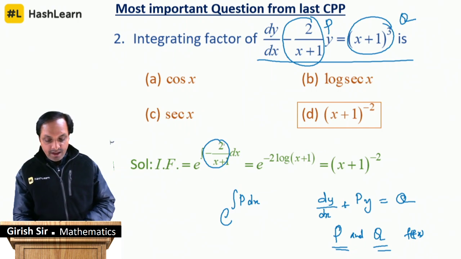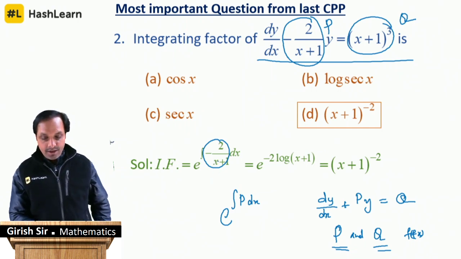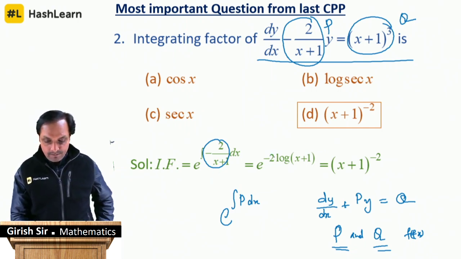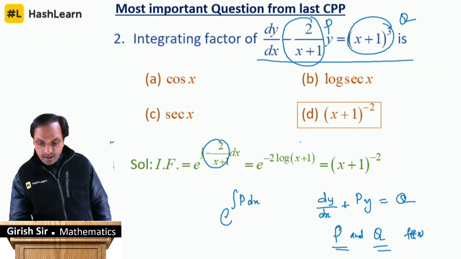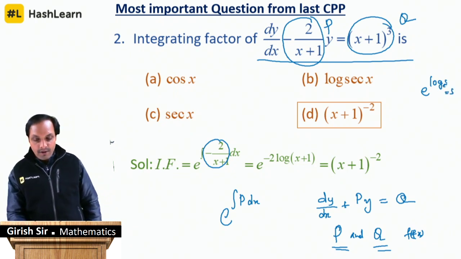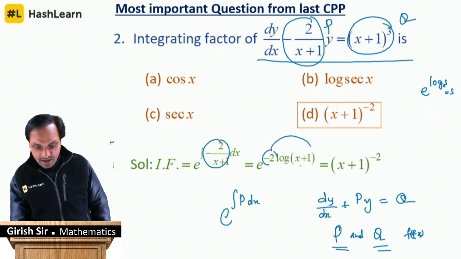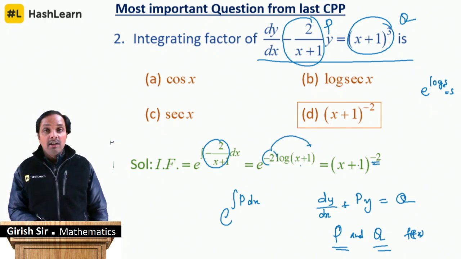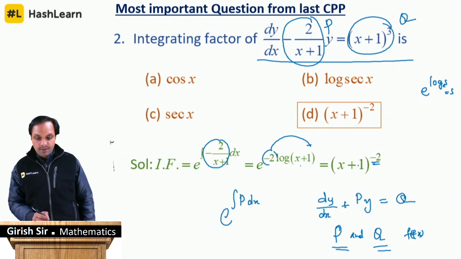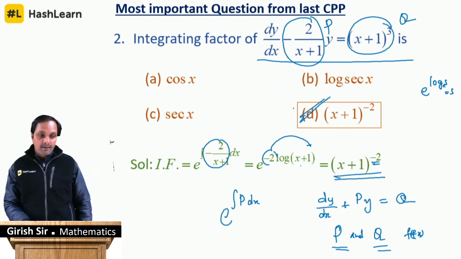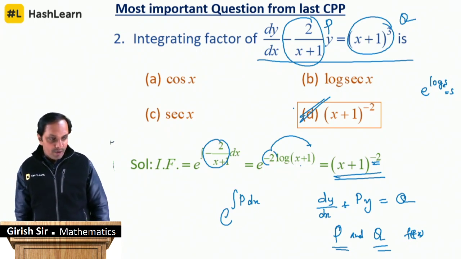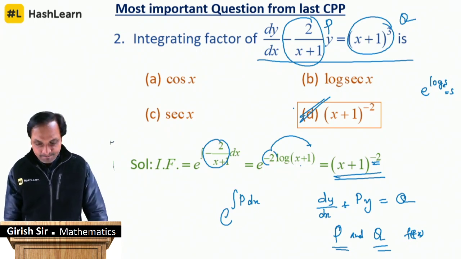So e to the power integral p dx, when you do the integration of this part, it becomes e to the power minus 2 log x plus 1, and you know that e to the power log something is the same thing when you have the same base, okay? So therefore you will have 1 plus x. This 2 can be taken to the power, it becomes x plus 1 to the power minus 2, okay? That is your integrating factor, and which is there in option C. So that was the important problem from the last class practice pack.